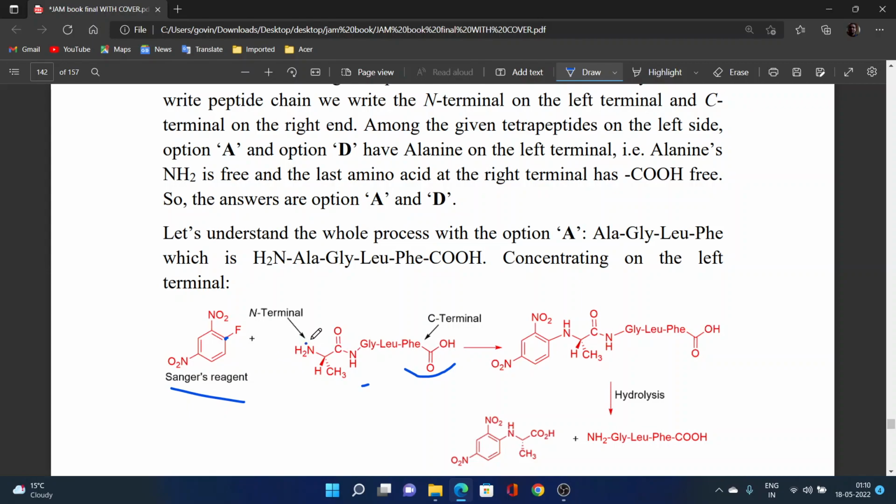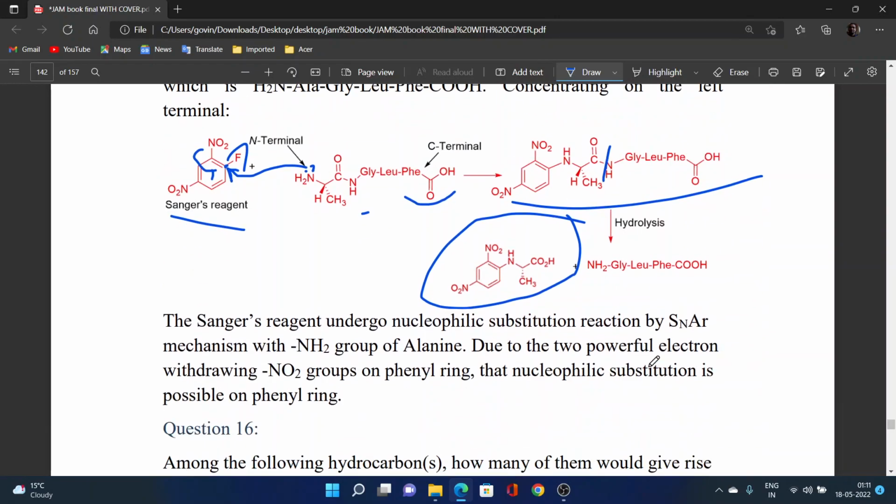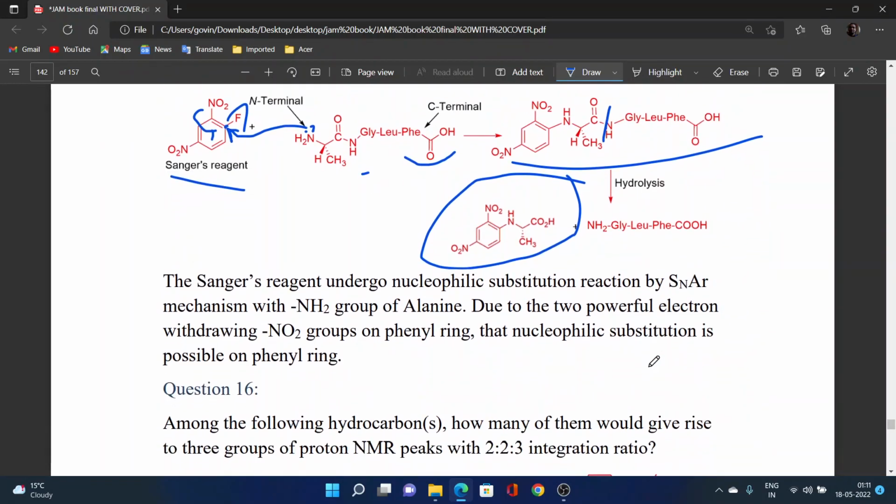This nitrogen lone pair goes and attacks here. It is not a one step reaction, please remember, this negative charge will be delocalized, then it comes back again, and then this F minus leaves and you get this thing first. Once you hydrolyze, this opens up and then you are getting this alanine attached to the Sanger's reagent. Therefore very clearly the answer is A and D.